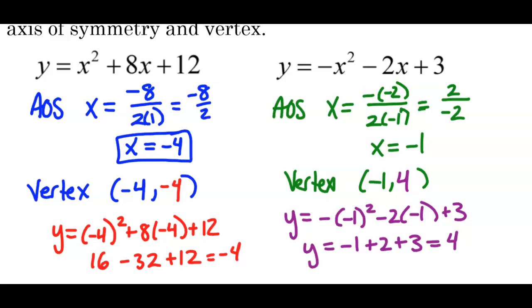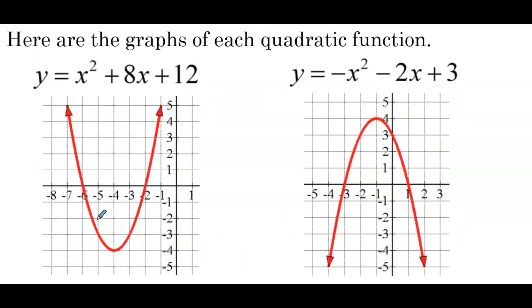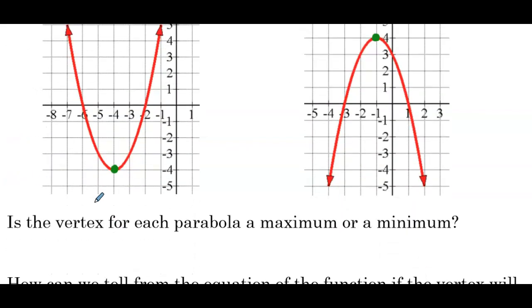Okay, so we found the axis of symmetry and the vertex algebraically from these two equations. Now here are the graphs of each of those. Y equals x squared plus 8x plus 12 is a parabola that opens up so that the vertex is a minimum, and y equals negative x squared minus 2x plus 3 is a parabola that opens down so that the vertex is a maximum. So is the vertex for each parabola a maximum or minimum? So for our first one, we said that it's a minimum. And our second, we said it's a maximum.